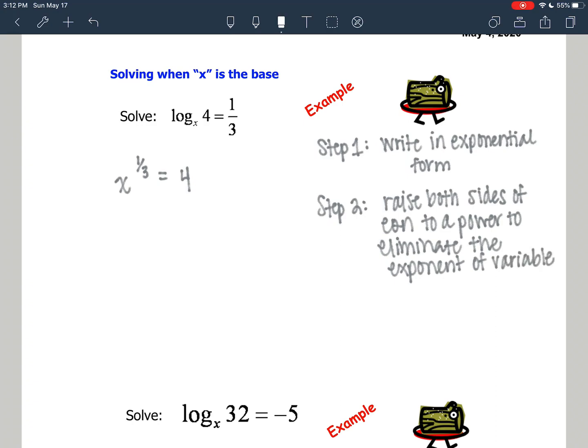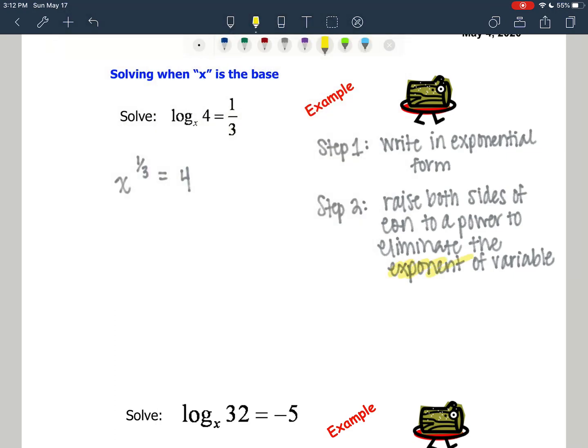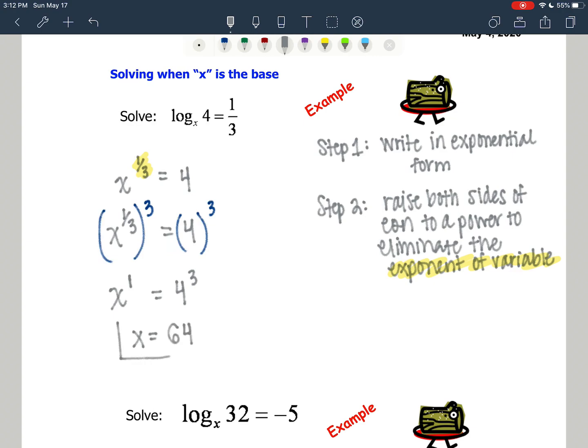So I'm going to highlight here so you know what I'm talking about. The exponent of the variable is 1/3, and we want to eliminate that. So we're going to raise both sides. Let me rewrite this. X to the 1/3 equals 4. We're going to raise both sides to the 3rd power, because using our power to a power rule, 1/3 times 3 is the first power. That would be 1, is equal to 4 cubed. So x is equal to 64.